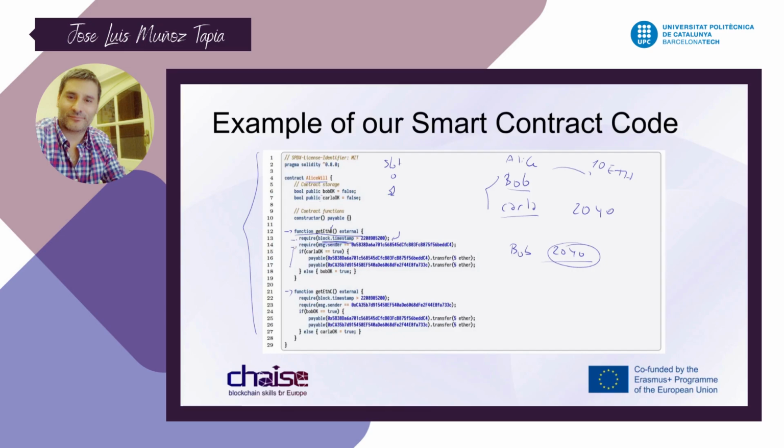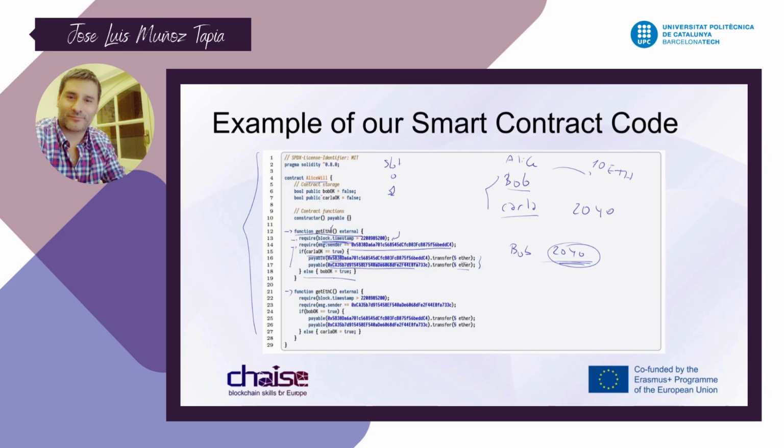And then I also require that the sender of this transaction must be this address, which is the address of Bob. Then I check if Carla already sent a transaction. If Carla already sent a transaction, it means that Carla managed to send a transaction that was processed after 2040. So if Carla already sent a transaction, then I transfer 5 ethers to each of Carla, at this address, and Bob, at this address. If not, I cannot transfer the money.